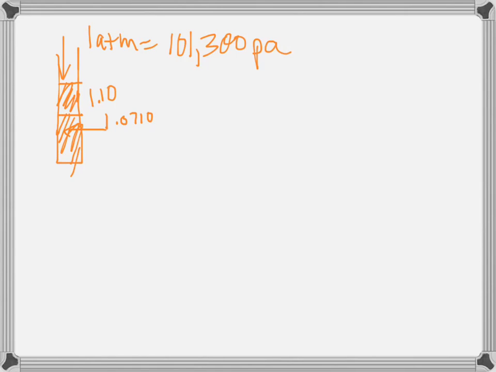and the height of the ethyl alcohol is 1.10 meters, and the air pressure at the top of the ethyl alcohol is 1 atm, which is 101,300 pascals. So they want to know what is the absolute pressure at a point that is 7.10 centimeters below the boundary. So right in here, and that depth there is 0.0710. What is the pressure right there?